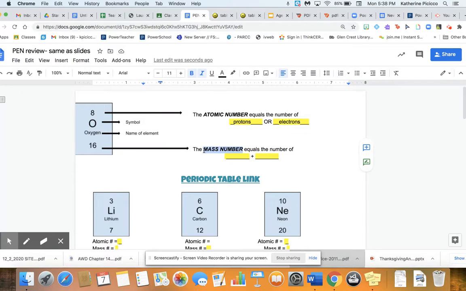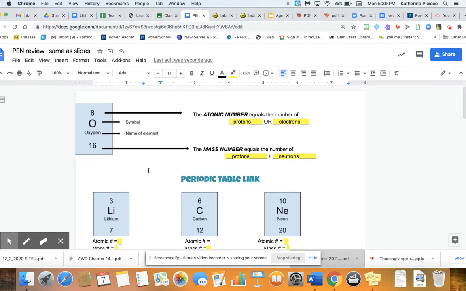Well, if you remember, that's where all the mass of the atom is, right? It's in the nucleus. So the mass number is basically saying how much the nucleus weighs. There are two things in the nucleus, right? There's protons and there's neutrons. So the mass number is protons plus neutrons. Please make sure you fill that out because we fill it out in class, okay?